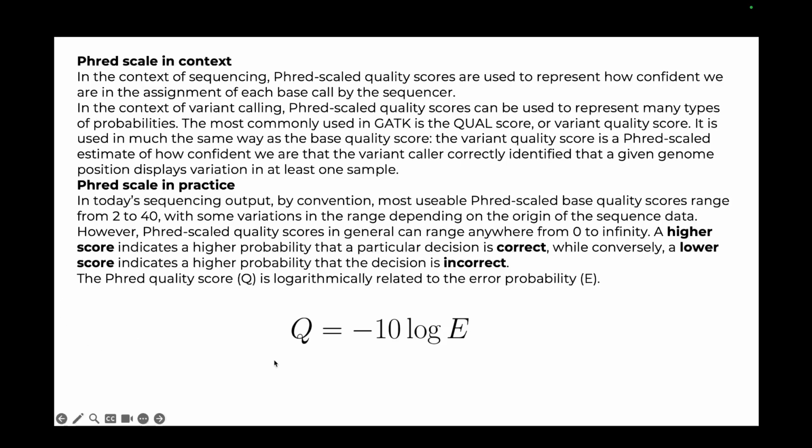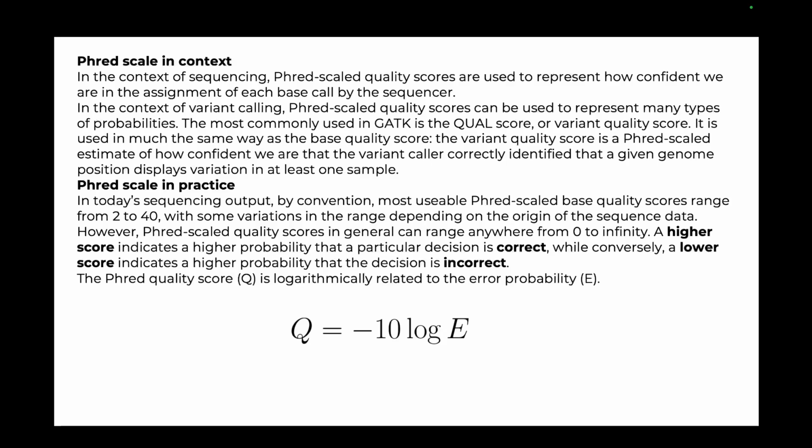So the Phred scale, this is basically what the quality scores give you. In the context of sequencing, the Phred scaled quality scores are used to represent how confident we are in the assignment of each base by a sequencer. In the context of variant calling, Phred quality scores can be used to represent many types of probabilities. So you can have quality scores at the level of base calling, where your base caller is identifying a signal and assigning it a particular nucleotide.